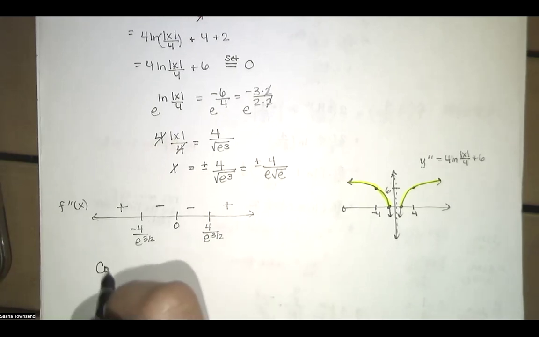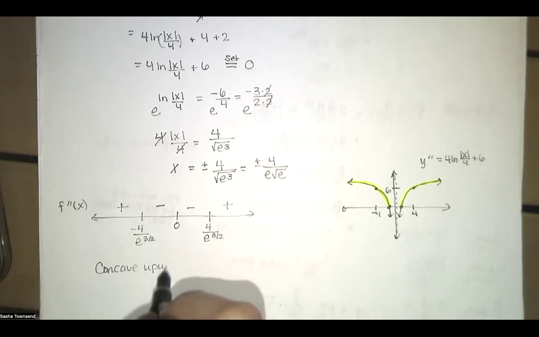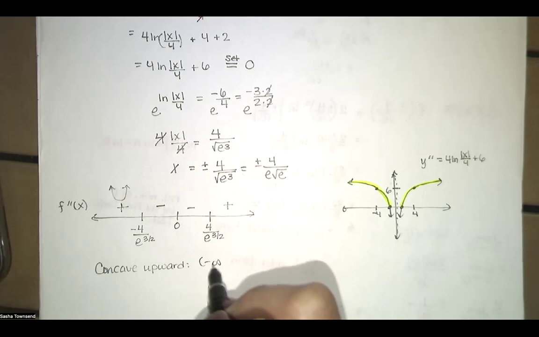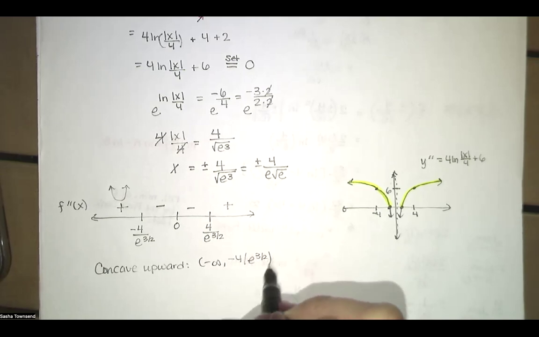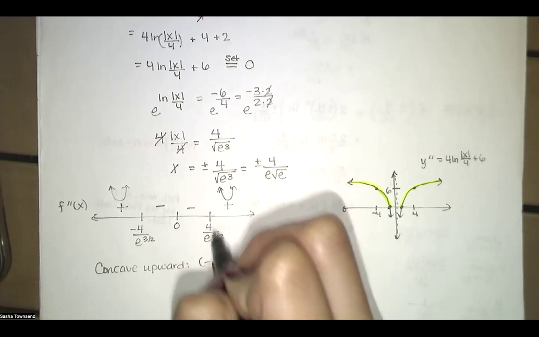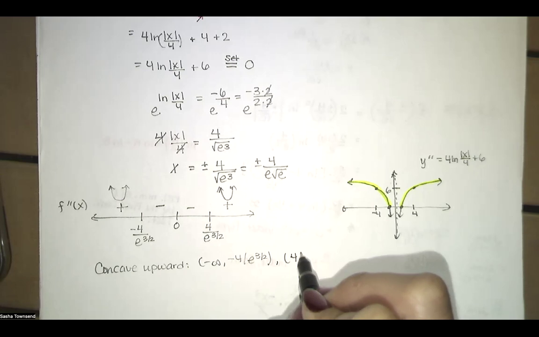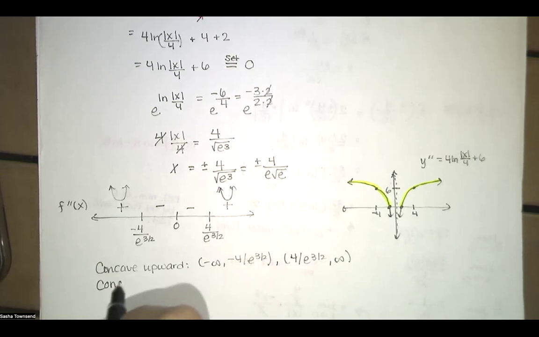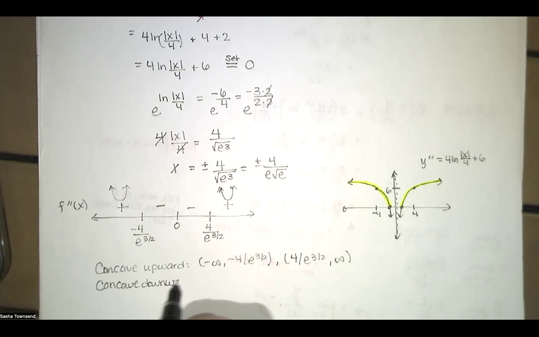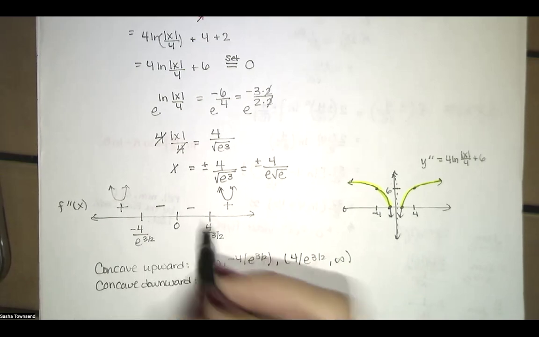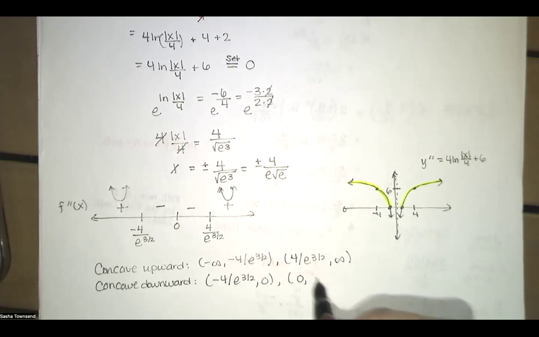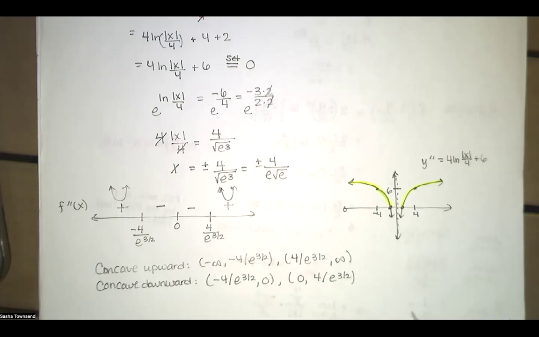Okay, so now we know where our graph is concave upward and concave downward. So the original function f is concave upward when the second derivative is positive. So it's going to be concave upward on negative infinity to -4 divided by e to the 3/2, and +4 divided by e to the 3/2 to infinity. And then it's concave downward on this interval and this interval. So from -4 over e to the 3/2 to 0, and 0 to +4 over e to the 3/2 as well.